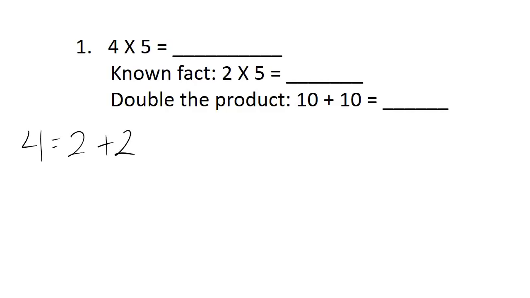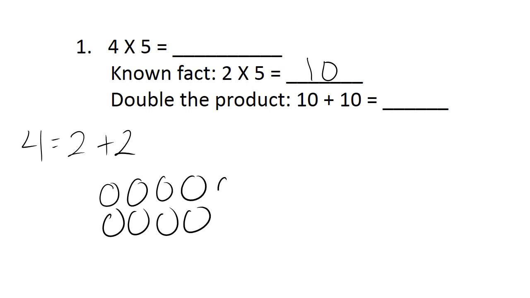So if I break apart 4 into 2 plus 2, that means instead of having 4 times 5, I have 2 times 5. Now I know, or we should know, that 2 times 5 equals 10. Now, if we didn't know that, it does ask us to draw models. So let's draw our model of 2 times 5. We're going to draw a 2 by 5 array. So there's my 2 by 5 array.